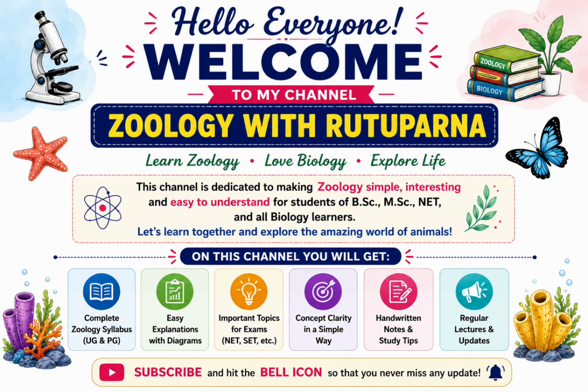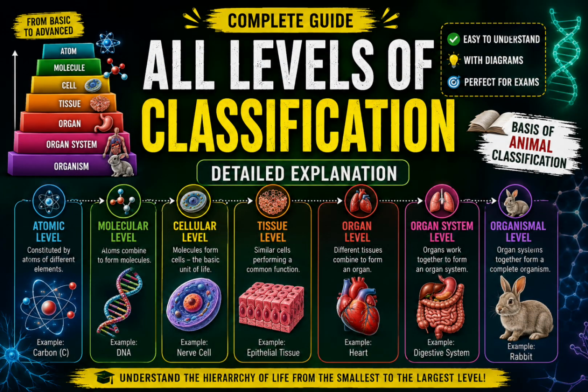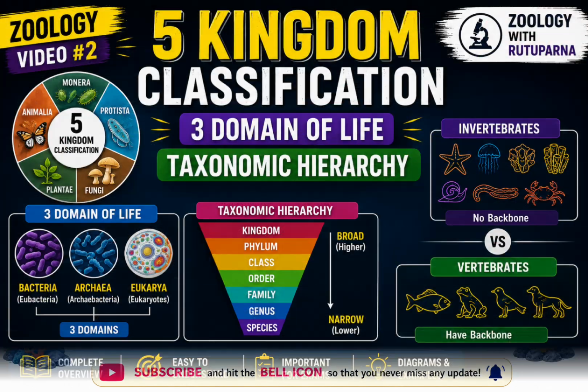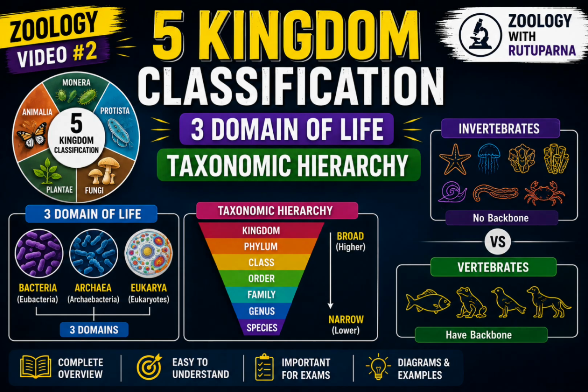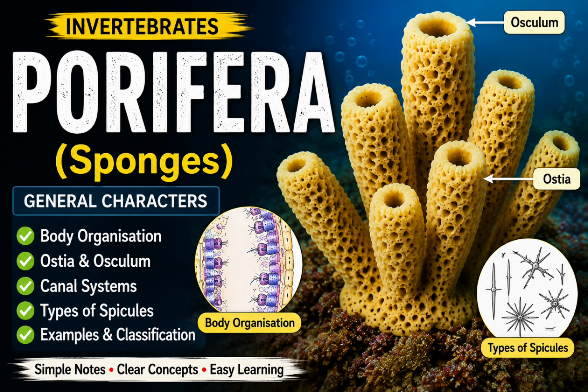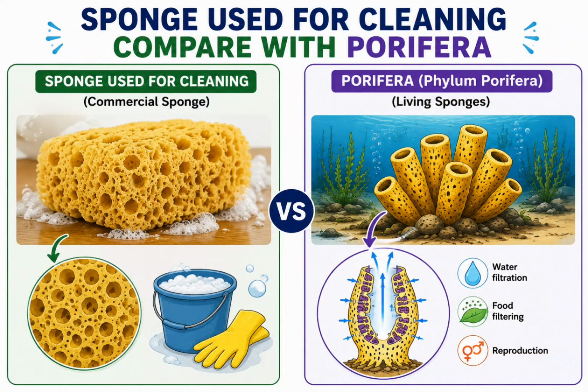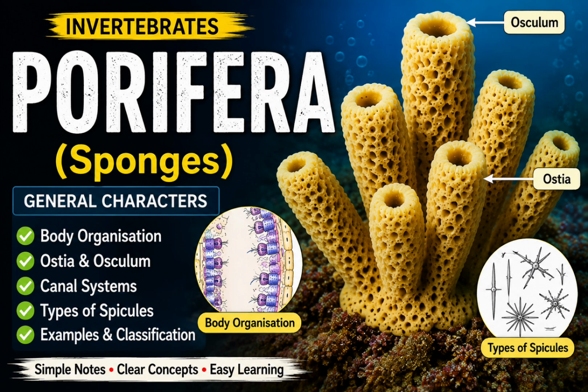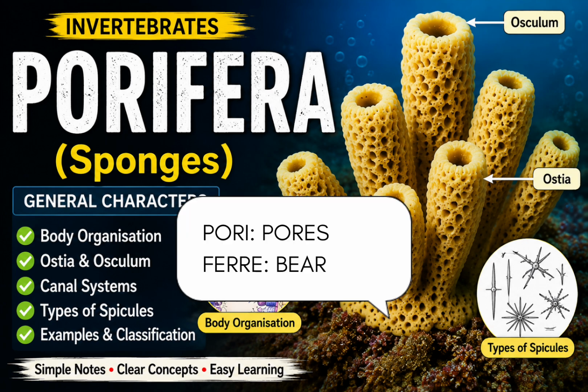In our previous lecture, we discussed the classification of organisms and the 5 kingdom classification. Now, we are going to start detail about animal diversity from the phylum Porifera. When we hear the word sponge, we usually think of a material used for cleaning. But did you know that sponge is actually a living animal? Yes. Porifera, pori plus feri. Pori means pores and feri means bear. Therefore, Porifera is the pore bearing animals.